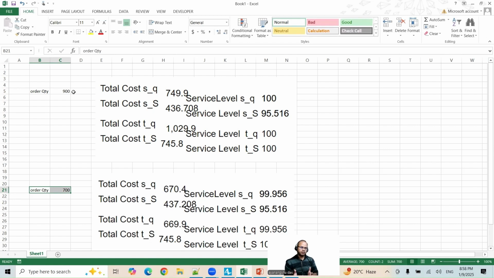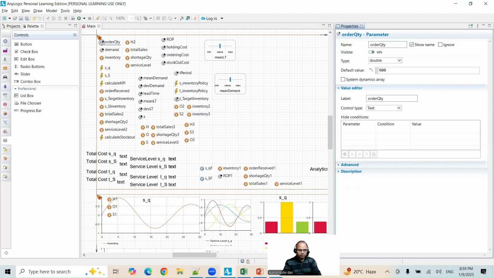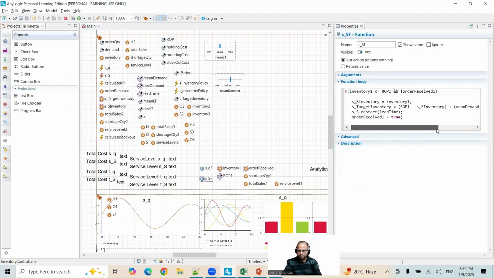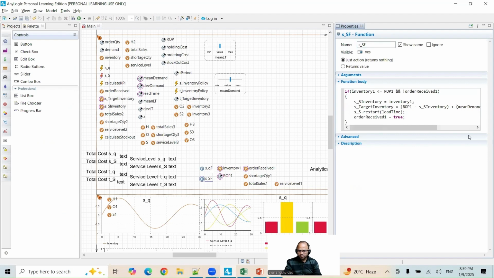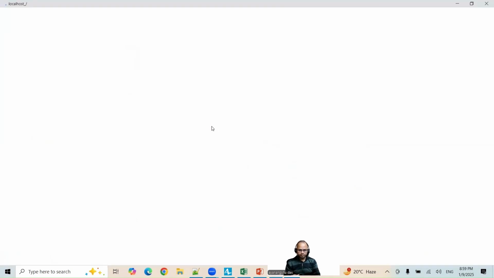Also, we observe one thing: there seem to be slightly more shortages with the SS policy, and the service level is low. We'll see if we can increase the ROP or the target inventory and how it will affect the S policy. So what we will do is change the S target inventory where we are calculating. Instead of the mean demand, we'll multiply the mean demand by 1.5. And let's see what would be the impact of raising the target inventory for the SS policies.